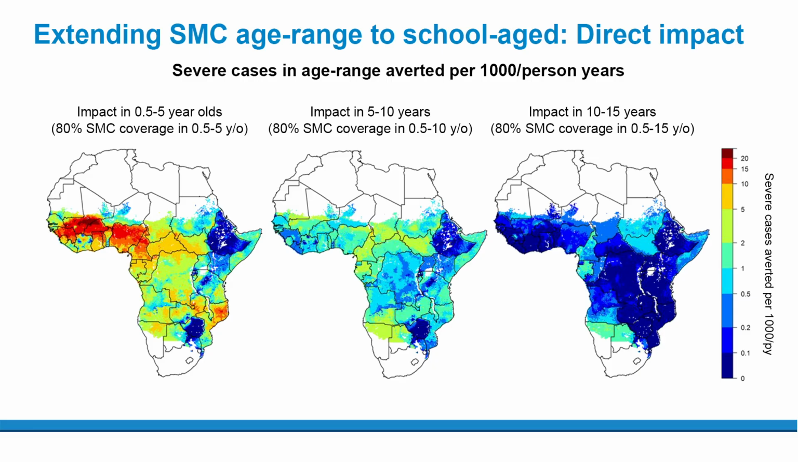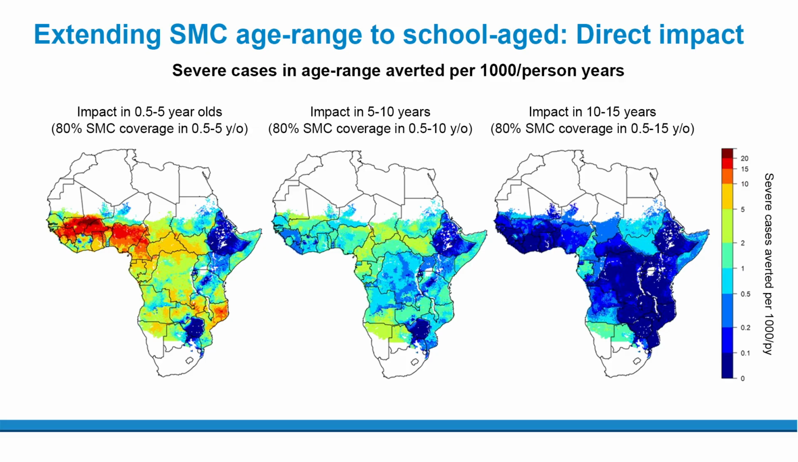This is the direct impact. So what's happening within the age group receiving the SMC? In 0 to 5, this is at 80% coverage at 6 months to 5 years, current general practice. You see this really nice big impact, especially in seasonal places that have high transmission. This is the impact it's having in terms of the severe cases averted.